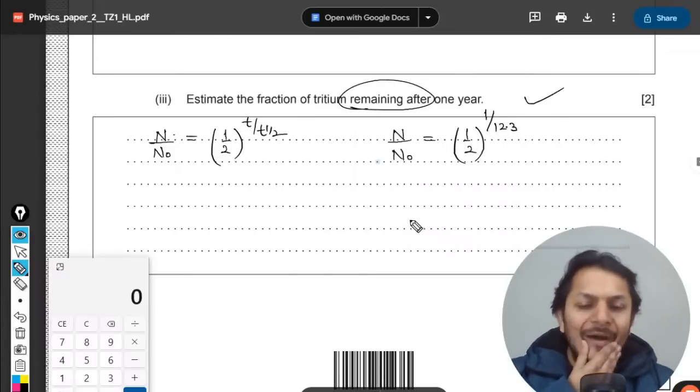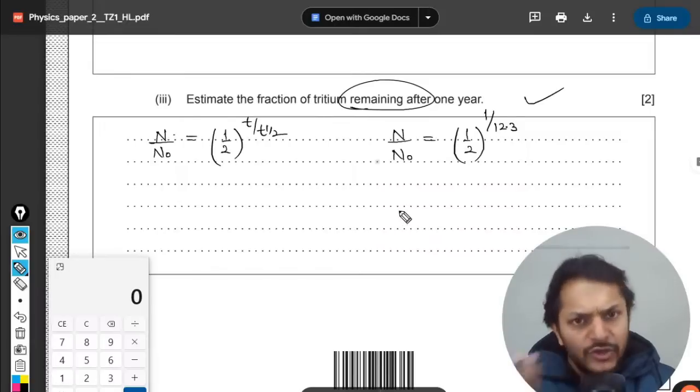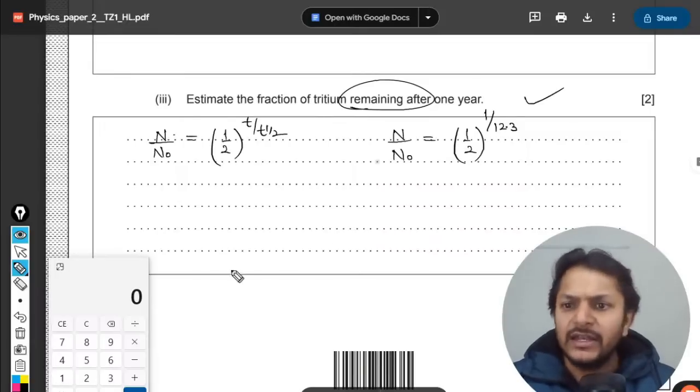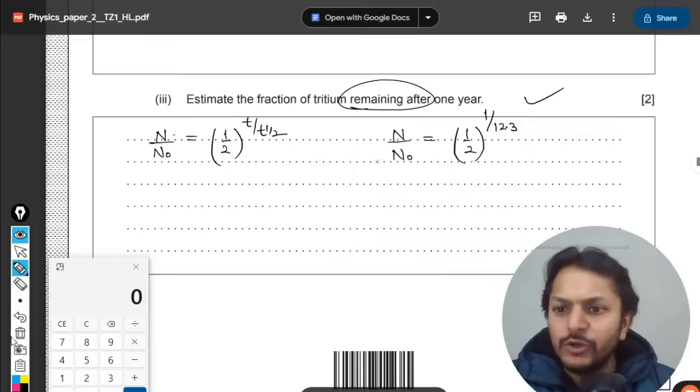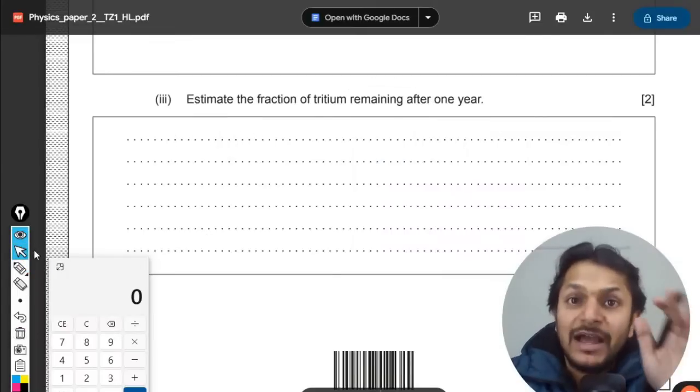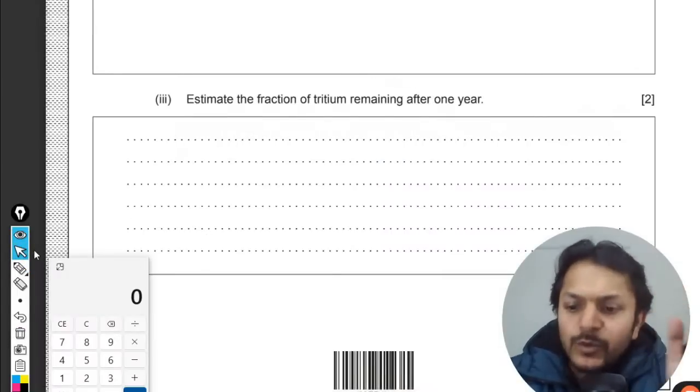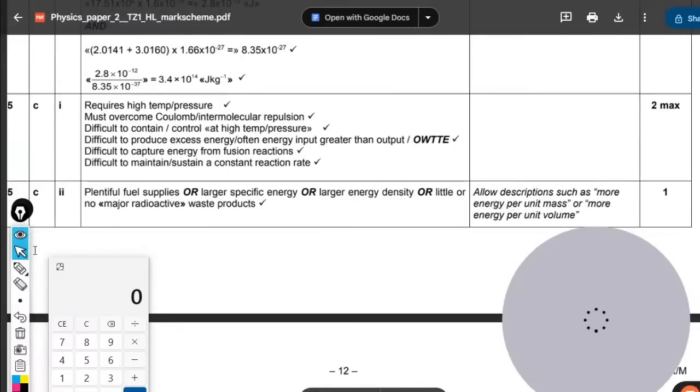And how can you find it? You can use your calculator, but I do not have a scientific calculator, so I will not be doing it. Let us go to the mark scheme and see if what we have done is correct or not.